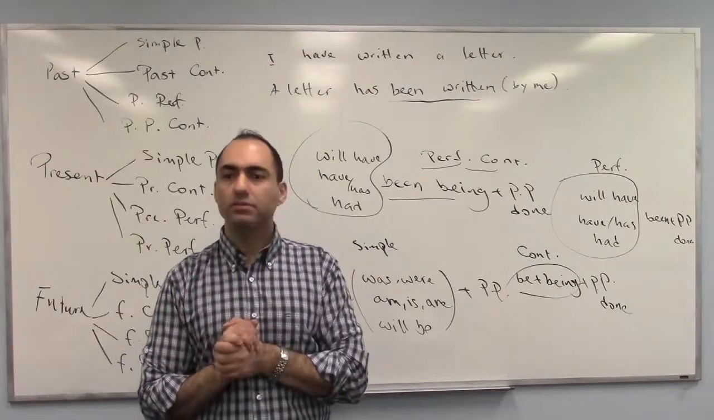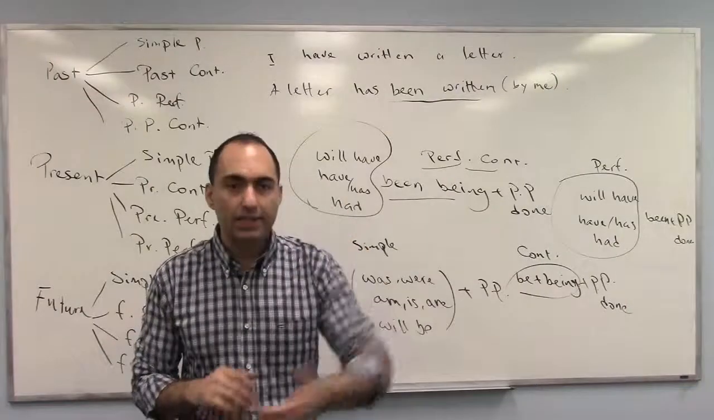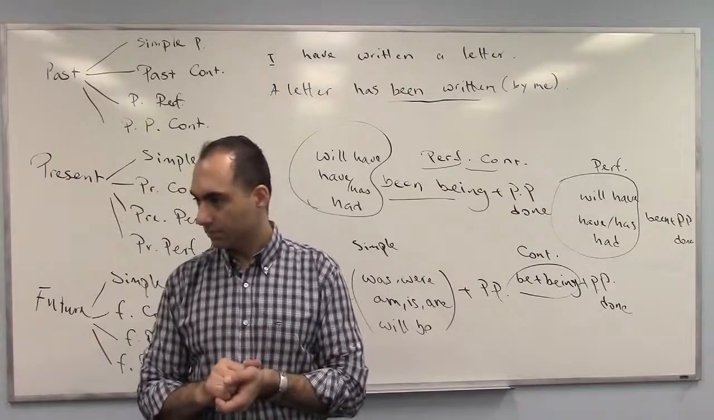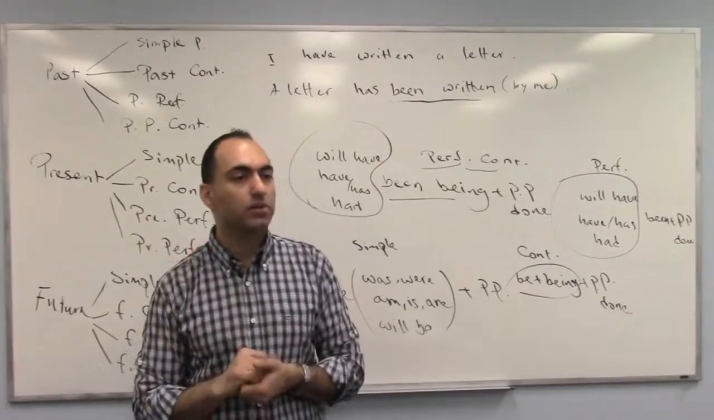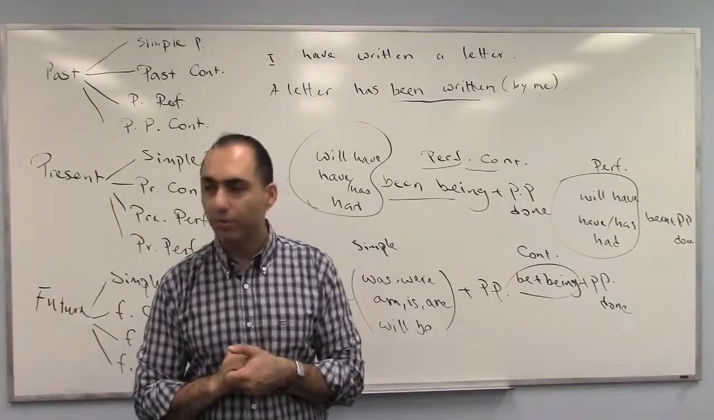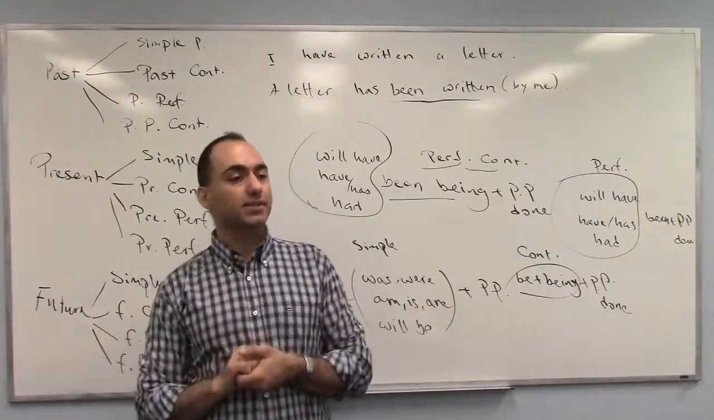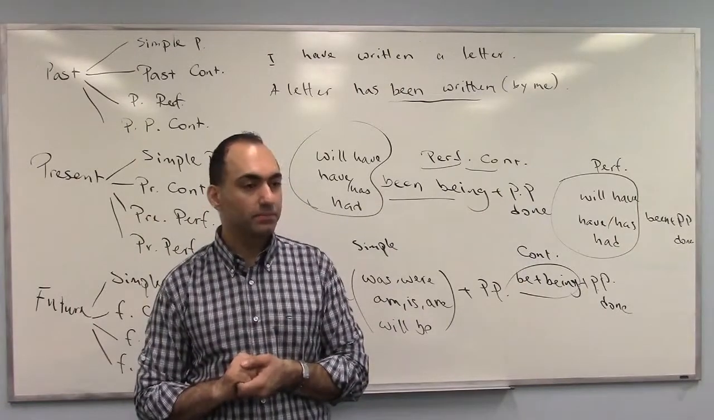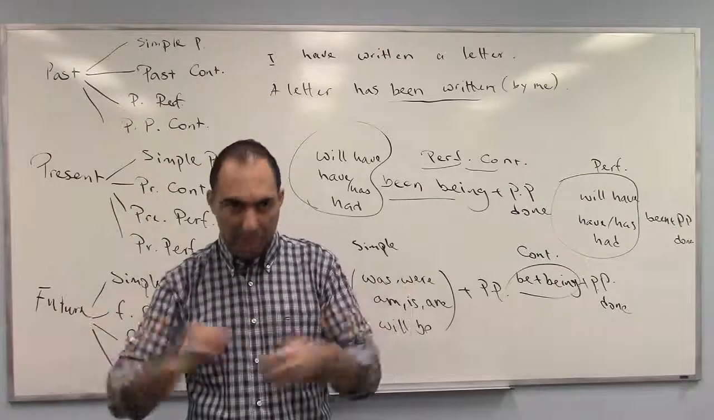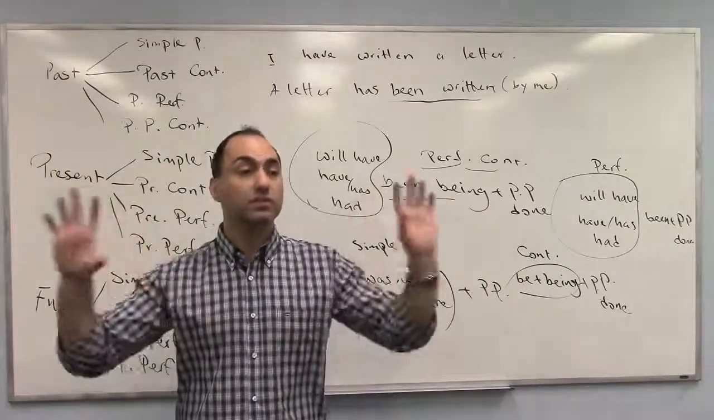I will write a letter. A letter will be written. I will be writing a letter. A letter will be being written. I will have written a letter. A letter will have been written. I will have been writing a letter. A letter will have been being written. 12 sentences, 12 tenses, 12 passive formulas.